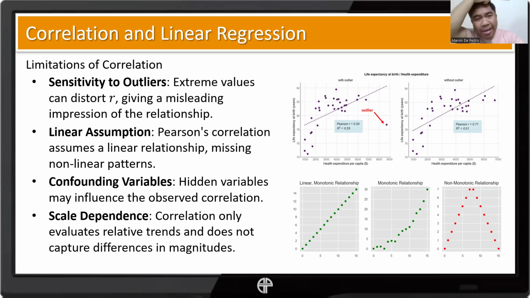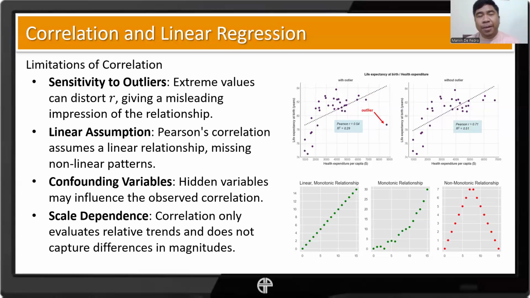And then next one, we have the confounding variables. There could be hidden variables, like what we had earlier about the ice cream and the drowning incidents. So hidden variables may influence the observed correlation. Sometimes we have to determine the confounding variable before we can make any conclusion or interpretation of our findings when we conduct correlation.